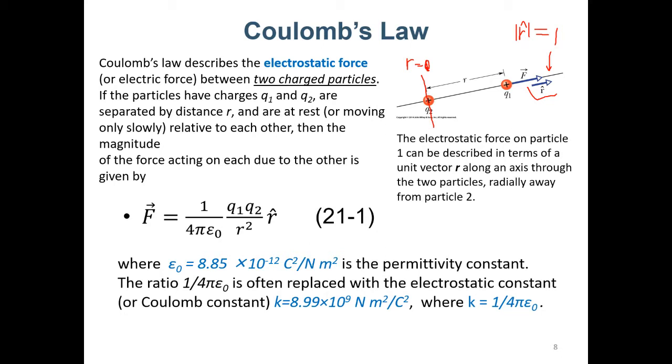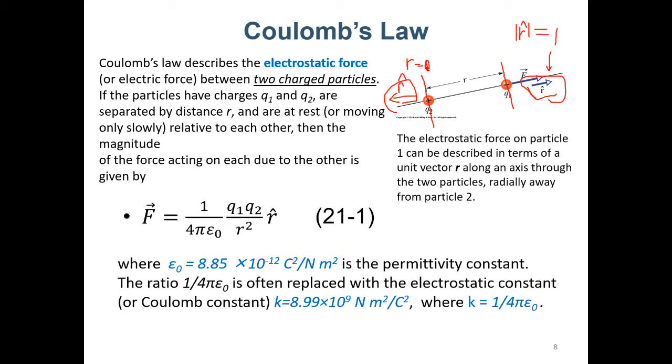On the other hand, if we consider the force acting on Q2, we have the origin at Q1, and then the r hat will point to the opposite side for Q2. This one is for Q2, this one is for Q1. So for Q1, the r hat should be like this, and for Q2, the r hat should be like this.